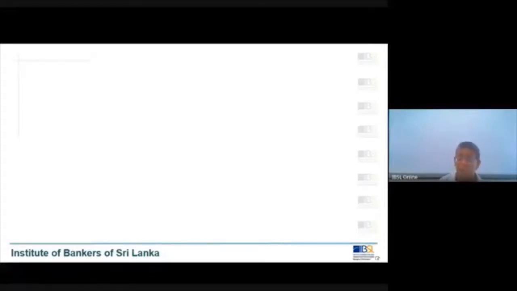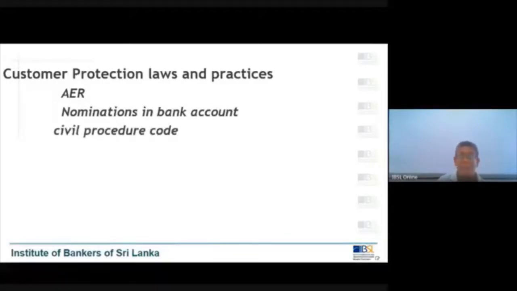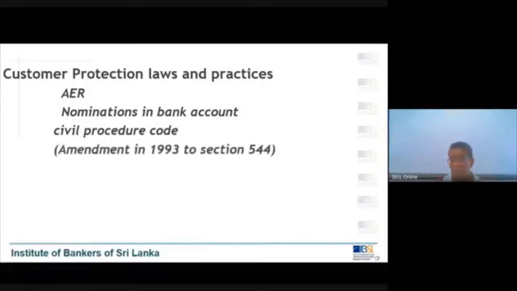Now, up to now, under the topic of customer protection laws and practices, we have learned a lot. Just to summarize, what are the customer protection laws and practices? That means what are the regulatory and other things available to protect customers from financial institutions. One, AER. What do you mean by AER? Annual effective rate. Why do we need to publish the annual effective rate? Not to mislead the customer. Then we discussed the importance of nomination in a bank account, and the civil procedure courts give a benefit to the customer. If you have some problem, nominate your account balance to another party. It can also be changed. The nomination facility is also protection for customers.